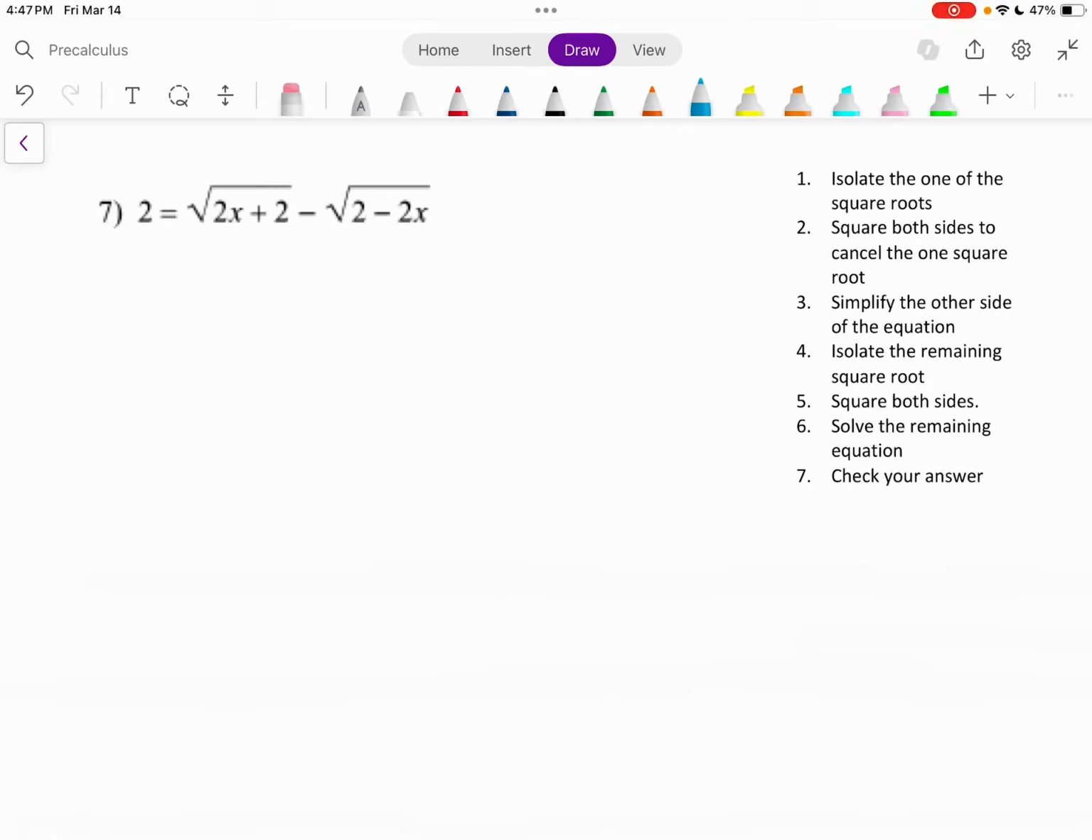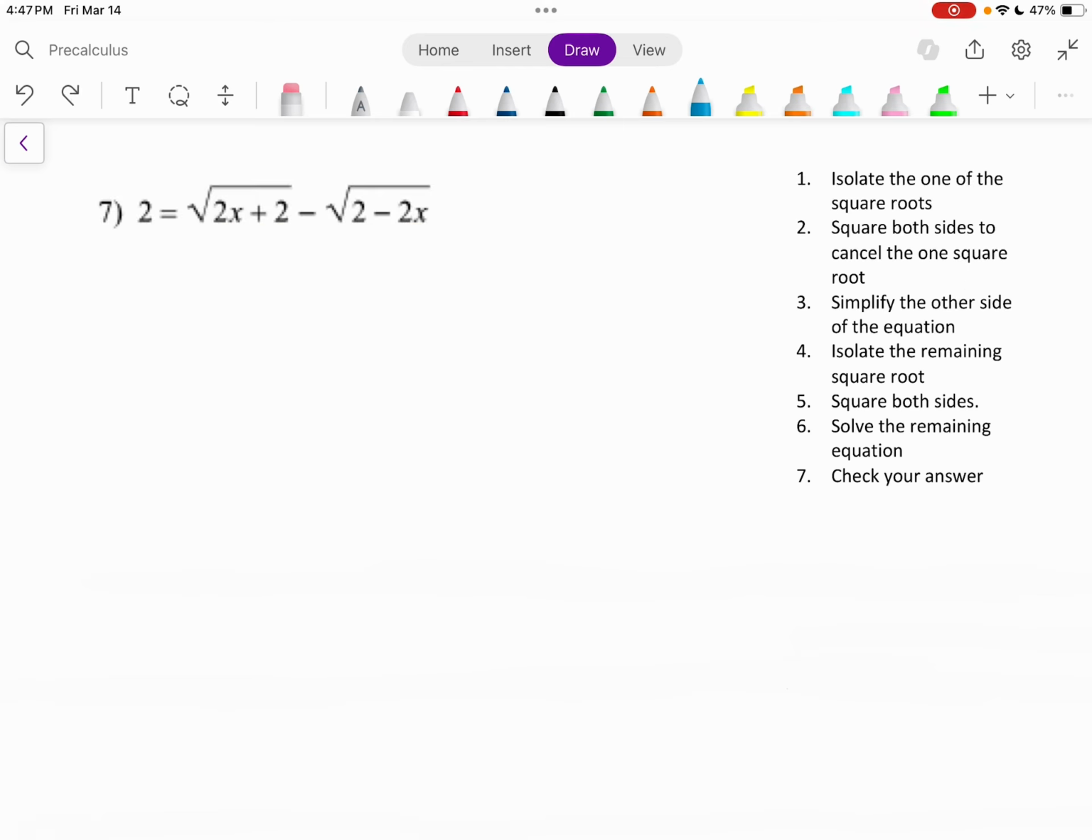Here is the last part of the 5.1 to 5.3 quiz review. This is another radical equation, although this one has two radicals and they are not like radicals. They look very close to being the same on the inside, but they are not.